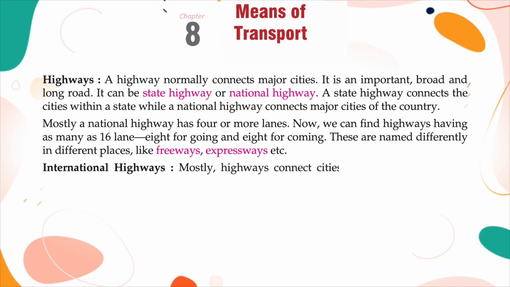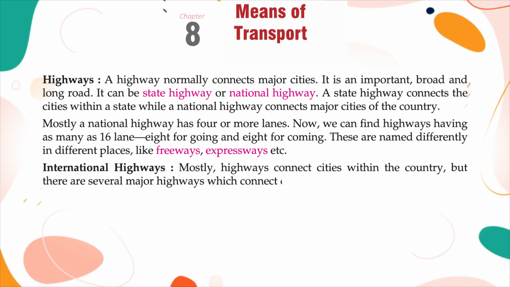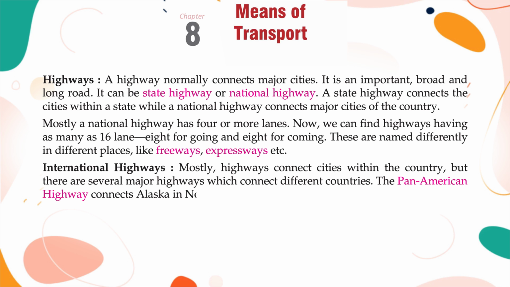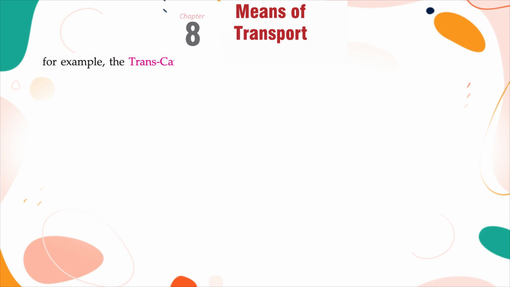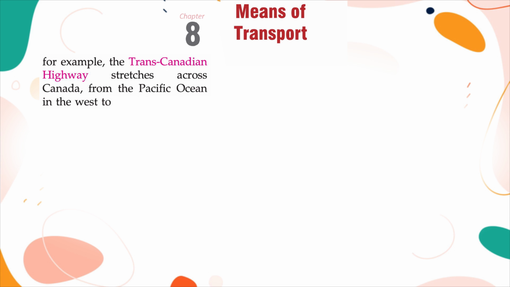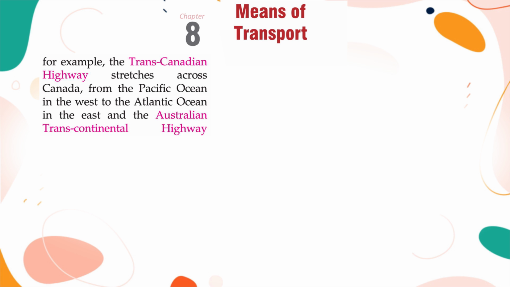International highways. Mostly, highways connect cities within the country, but there are several major highways which connect different countries. The Pan American Highway connects Alaska in North America and Chile in South America, and the Burma-China Road connects Burma and China. There are some very long roads in the world. For example, the Trans-Canadian Highway stretches across Canada from the Pacific Ocean in the west to the Atlantic Ocean in the east, and the Australian Transcontinental Highway connects north of Australia to the south.